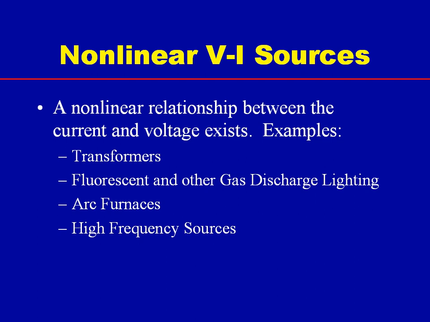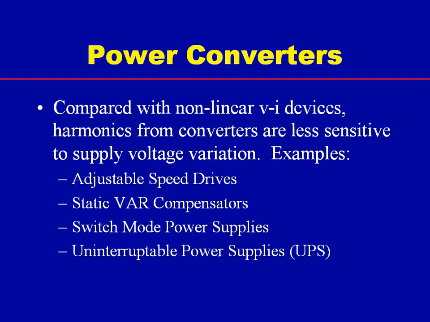Nonlinear VI sources have a nonlinear relationship between current and voltage, such as transformers, fluorescent lights, arc furnaces, and high-frequency sources. Power converters such as adjustable speed drives, static VAR compensators, switch mode power supplies, and UPS sources are less sensitive to supply voltage variation than the nonlinear VI devices.